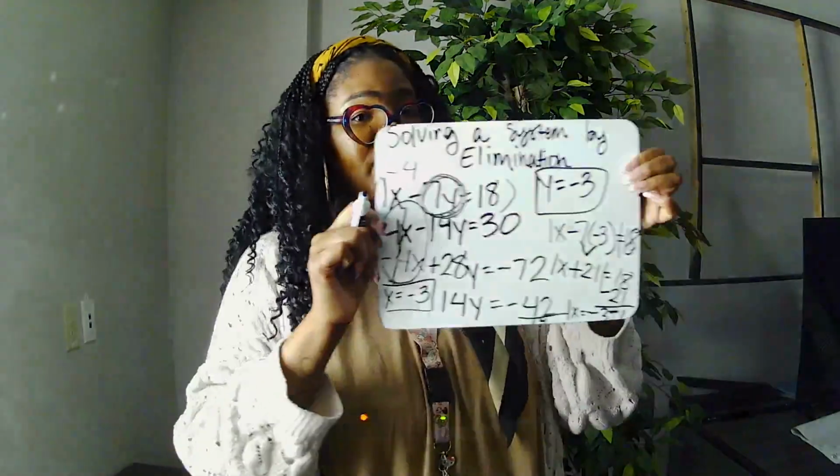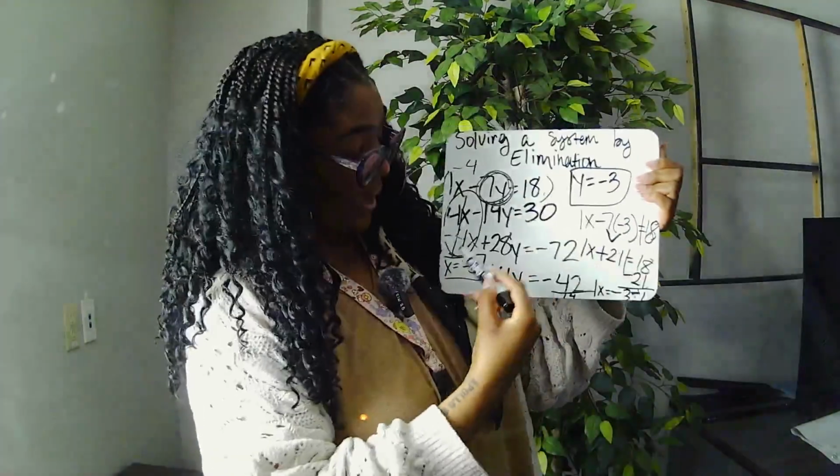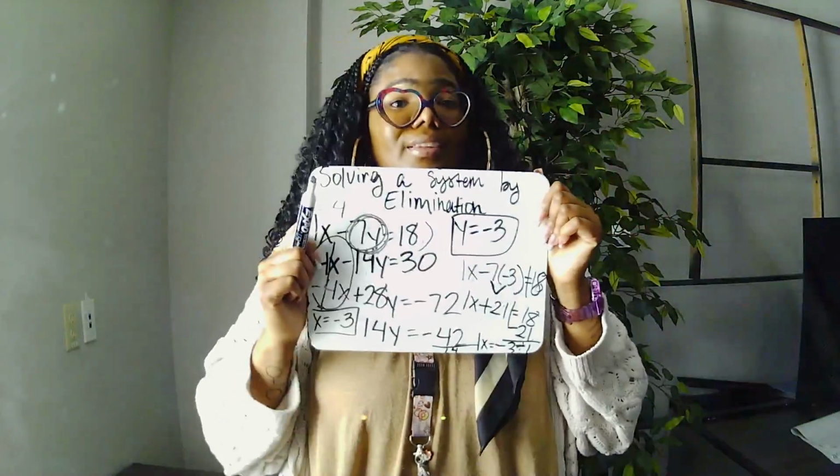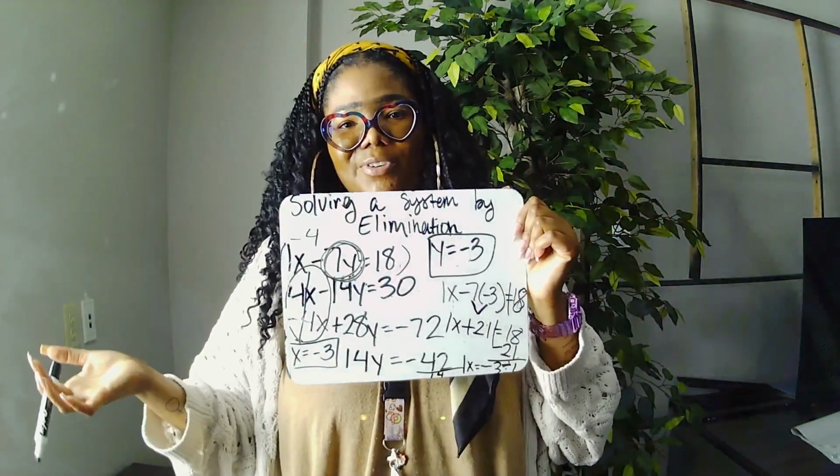So the system of equations is now solved. You have x is equal to -3, and you have a y is equal to -3. I know that took a while, but that's how system of equation works.